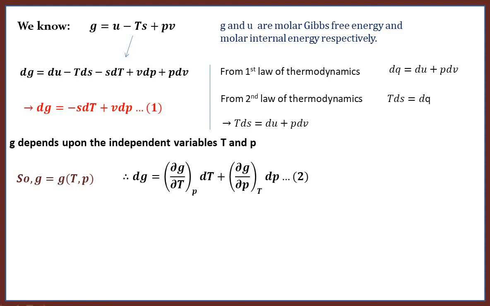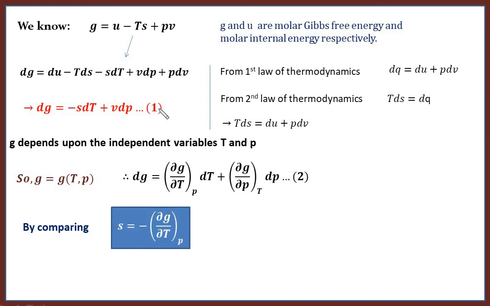Now, there are two different forms of dg, so we can simply compare them, and by comparing we will find out s equals minus del g del T at constant P. And what is this? This is the first order derivative of the Gibbs function, which is equal to s, entropy. Now we know at phase transition, entropy of the system changes. That means at the onset of phase transition, there is discontinuity in the first order derivative of the Gibbs function.